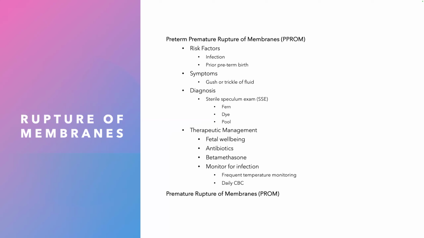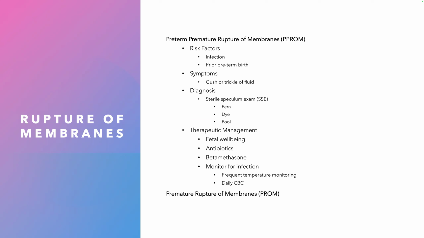Okay, preterm premature rupture of membranes. This is when water breaks before 37 weeks, but after 20 weeks. Risk factors: infection, just like we talked about, STIs, vaginal infections, UTIs, infection in the amniotic fluid, all of those things are possible infections that could cause this. And then history of prior preterm birth. Symptoms, so this is typically going to be a gush or a trickle of fluid.